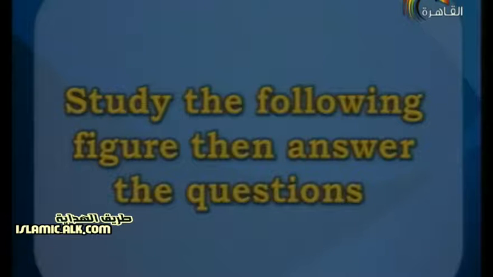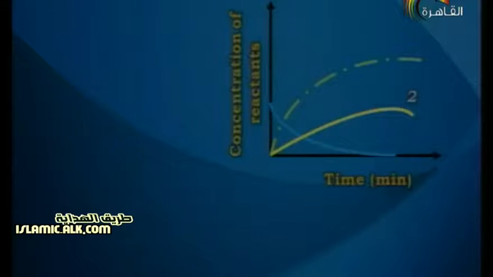Study the following figure, then answer the question. It's very, very important to know this one. Here we have the concentration of reactants and the time per minute, and we have 1, 2, 3. So we have a graph. This graph represents the relation between the time and the concentration of the reactant. It means what? The speed of chemical reaction. Very good. So number 1, number 2, number 3.